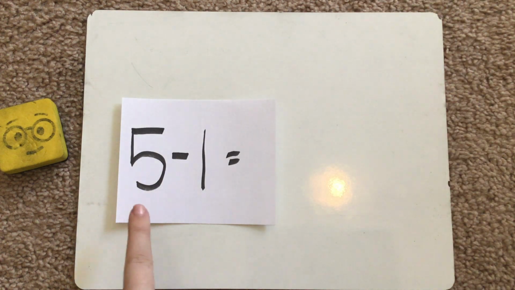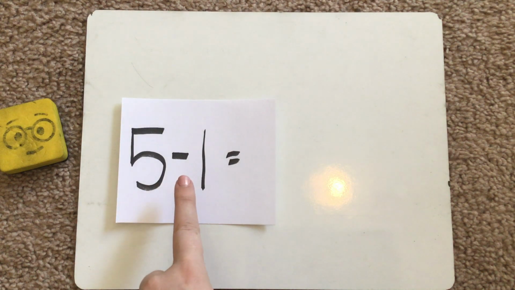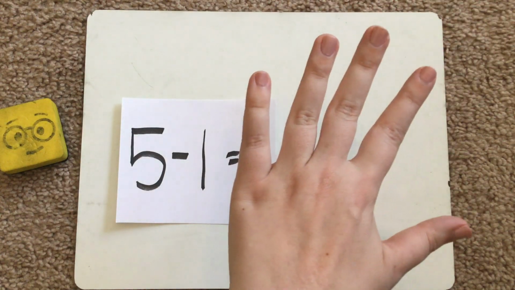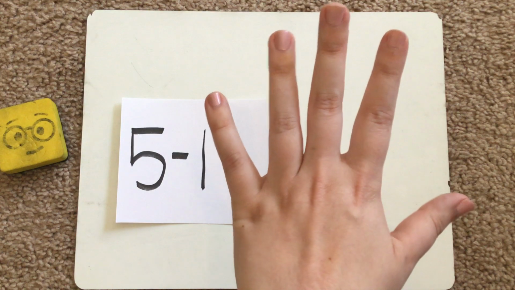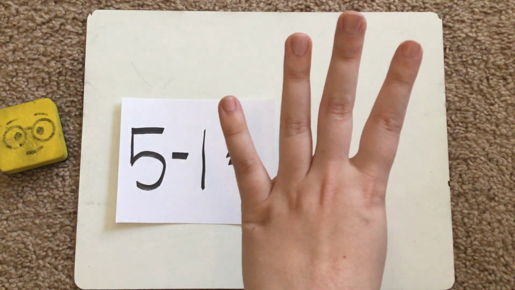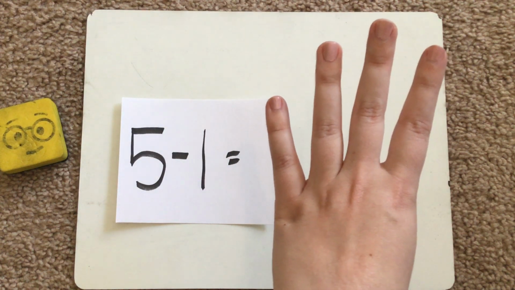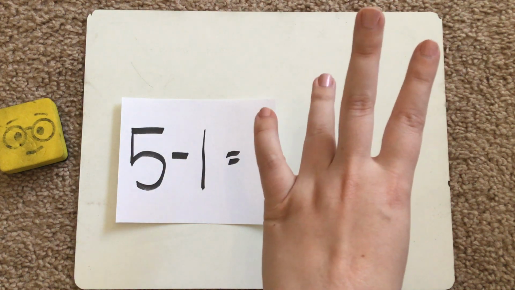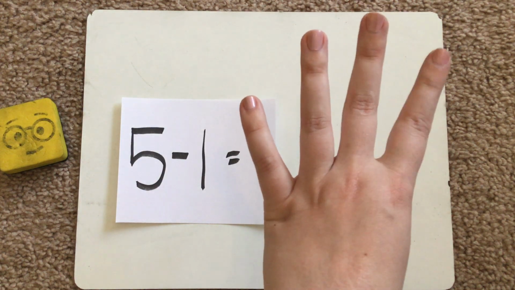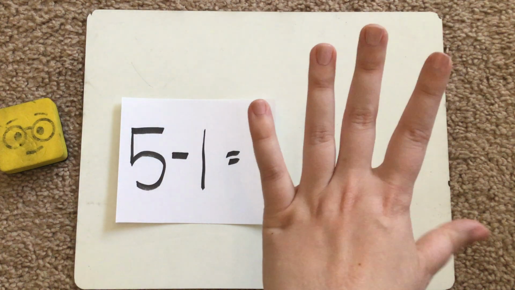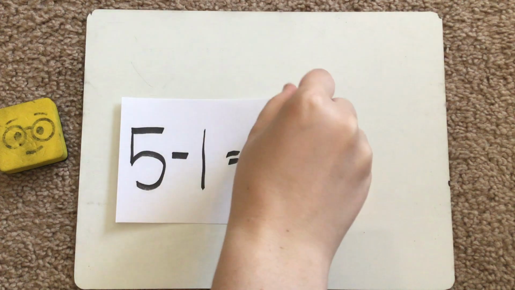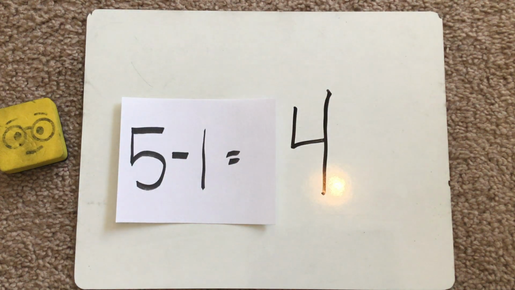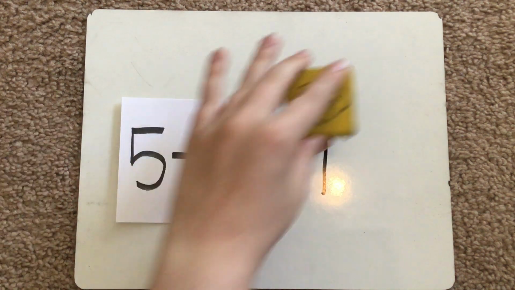So, 5 fingers minus or take away 1. So here are my 5 fingers. 1, 2, 3, 4, 5. We all have these. Take away 1. How many fingers are left? 1, 2, 3, 4. So 5 minus 1, 5 take away 1, equals 4. Awesome. Let's do one last problem for today.